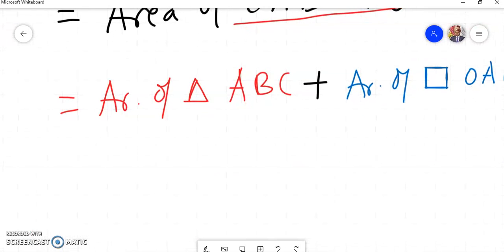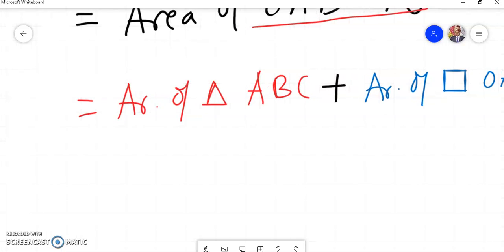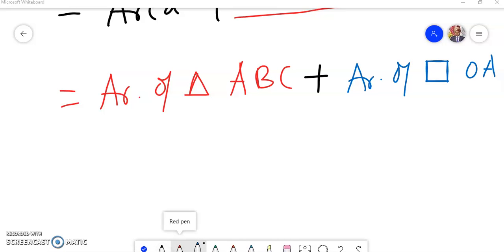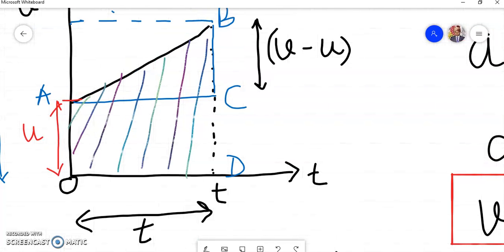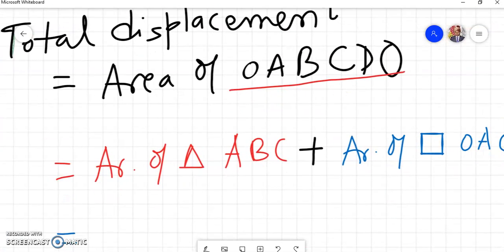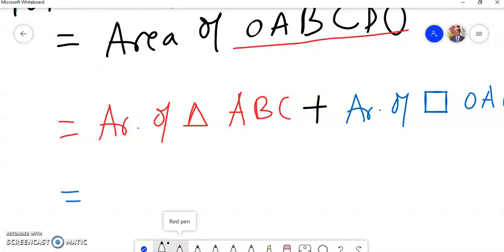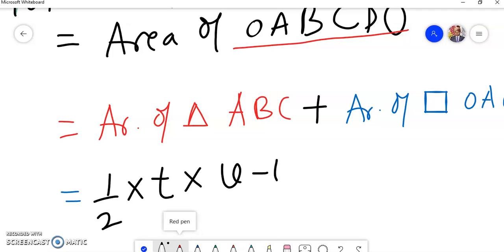Now, area of a right angle triangle is what? You all know it is equal to half base into height. Therefore, this area will be equal to half base into height. You can see that base is AC, which is equal to T, and height is BC, which is V minus U. Let us write this: half, base is T and height is V minus U.